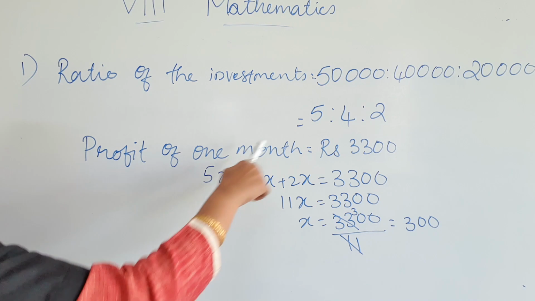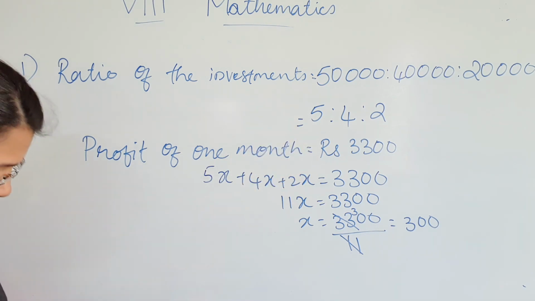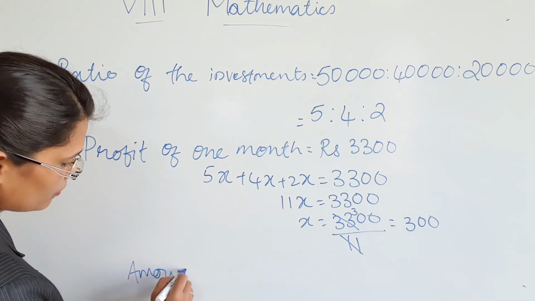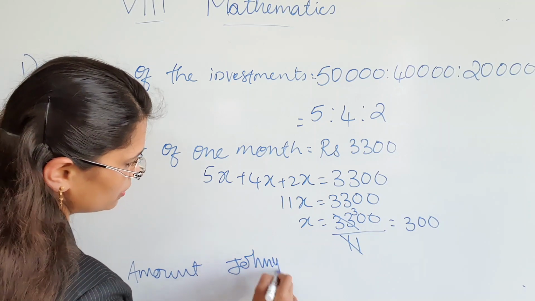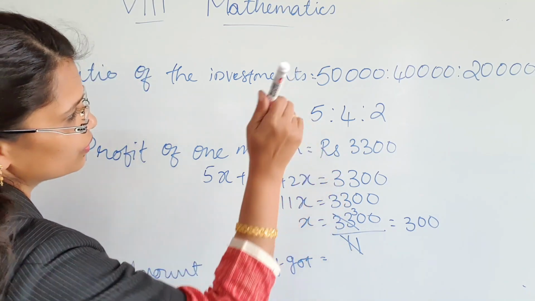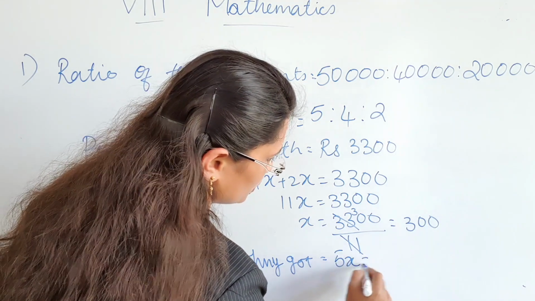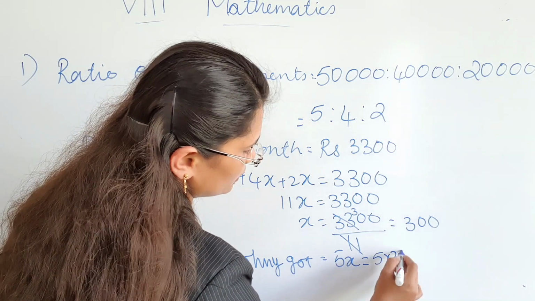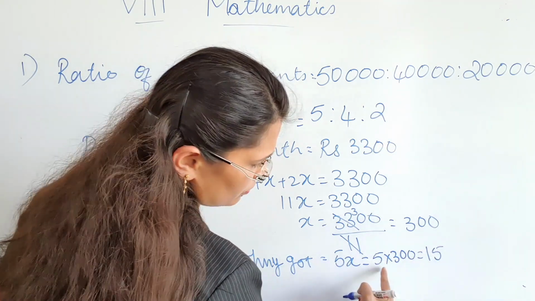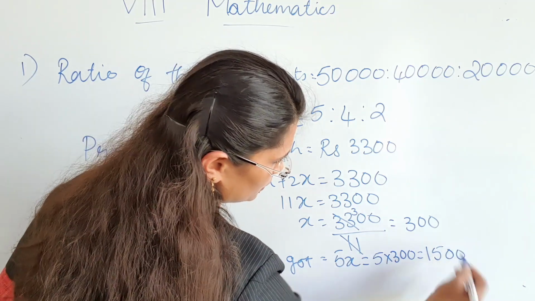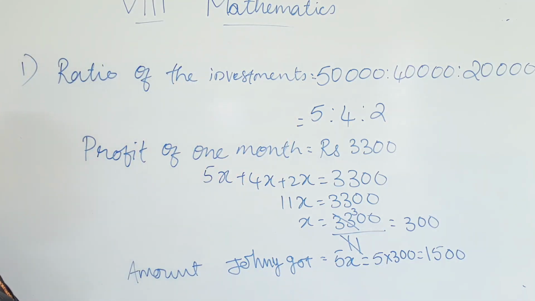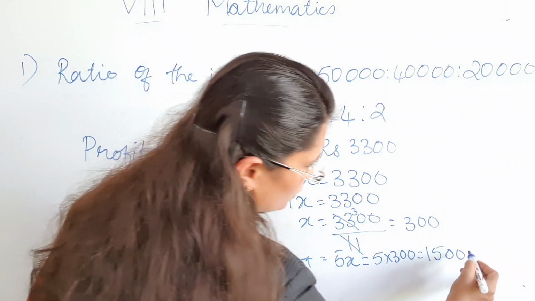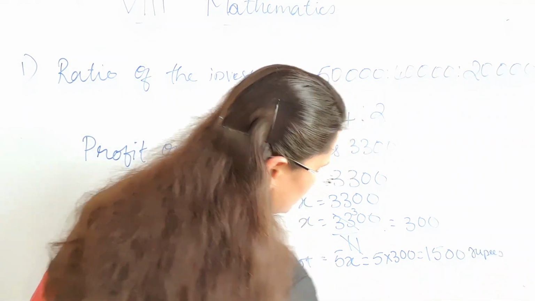Now substitute the value. This 5x is for whom? Johnny. So amount Johnny got is equal to 5x, substitute the value of x here. So 5 into 300. 5 into 300 is equal to 5 3s are 15 and then 2 zeros. That means rupees 1500. Amount Johnny got is equal to 1500 rupees.